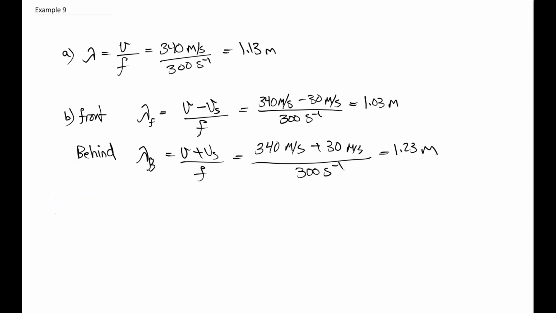Now for part C is where the Doppler effect comes in handy. The Doppler effect in general is given by the following equation. The frequency heard or observed by the listener is given by the ratio of the speed of sound plus or minus the speed of the listener over the speed of sound plus or minus the speed of the source times the frequency of the source, and the plus and minus will depend on whether the listener and the source are heading towards or away from each other.